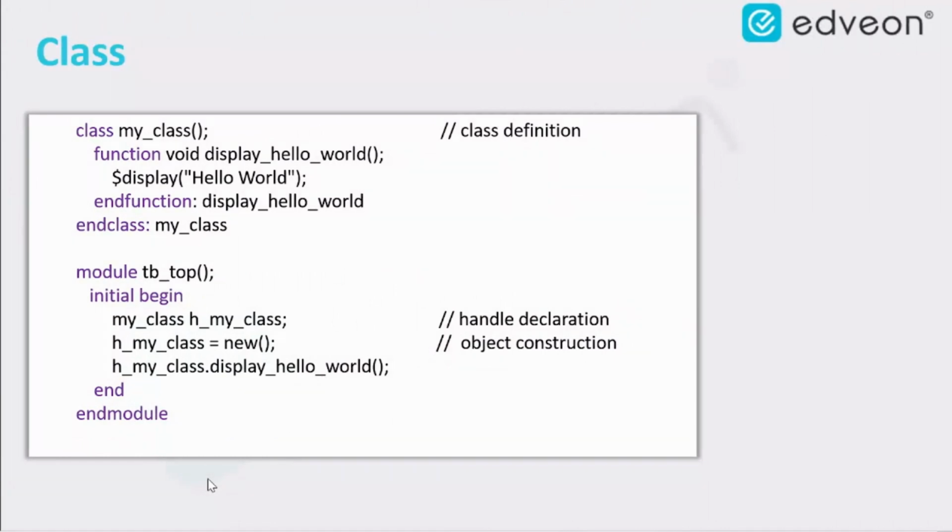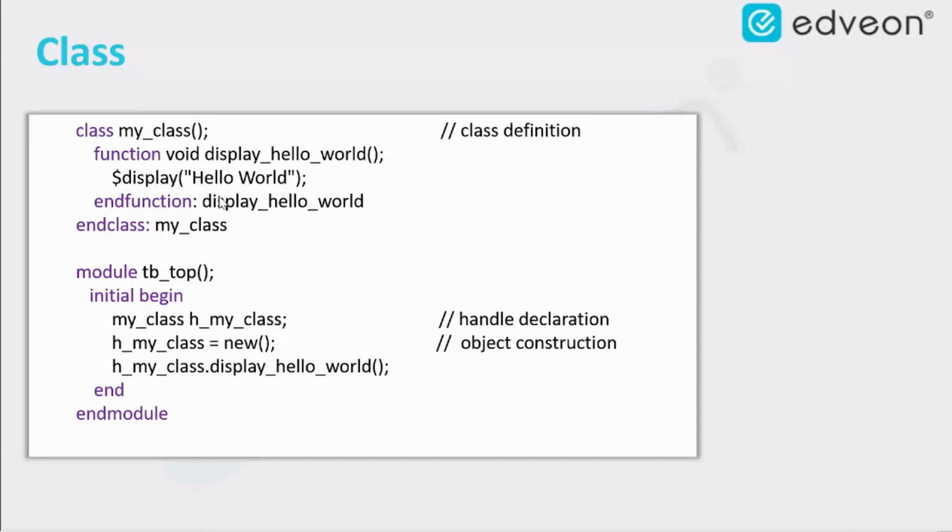We have an example class here. The class has just one method, display hello world. So we start with the class keyword and then the class type name. Here the name is my_class. Then within that there is a function which is displaying hello world.